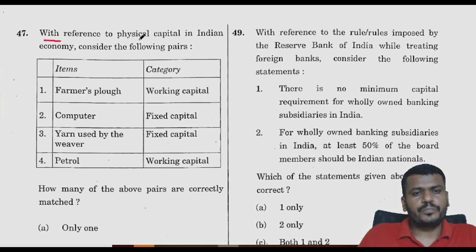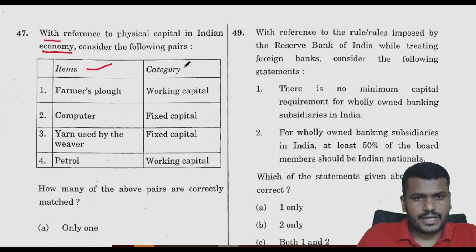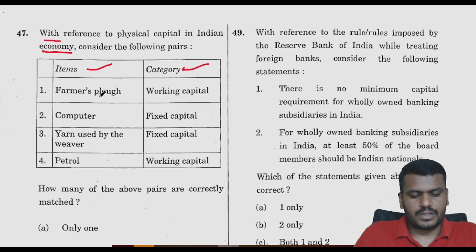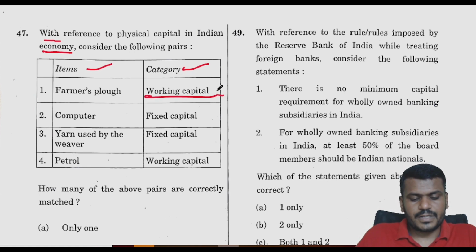With reference to physical capital in the Indian economy, consider the following statements. Items and categories. Asking about the plough, definitely that is one working capital. Okay, the plough is definitely not working capital, that is a permanent capital. Next, computer, fixed capital, yes, that is true. Yarn used by the weavers, fixed capital, that is true.